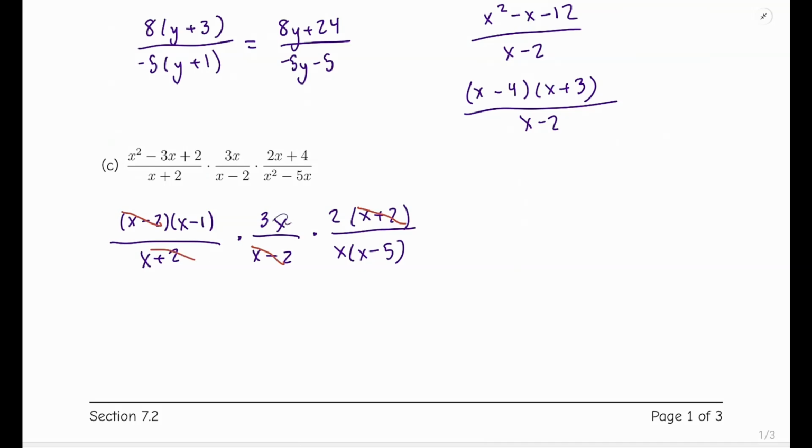So then we're left with 3x times 2, which is 6x times x minus 1, and then we're left with x minus 5. And as I'm writing this, I just realized we could have canceled the x's out as well. So then we're left with 6 times x minus 1 over x minus 5. And for good measure, we can distribute if we want to get 6x minus 6 over x minus 5.